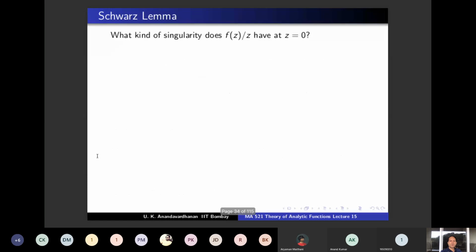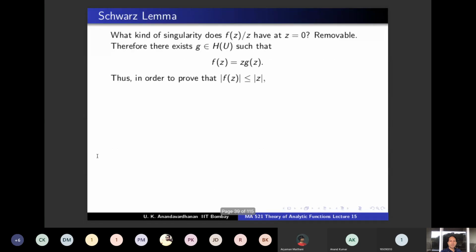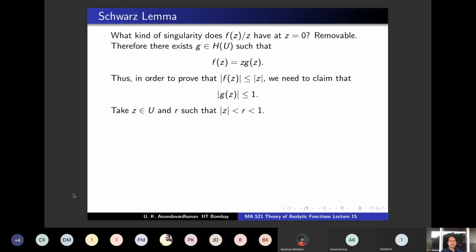So what we need to prove is, for this function g, not just mod f z less than or equal to mod z, but the other condition also, mod f prime 0 less than or equal to 1. Both these will get done if we show that mod of g z is less than or equal to 1. So this is what we need to show. So take z in U and pick an r which is strictly between mod z and 1, and then apply MMT.